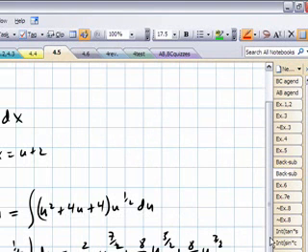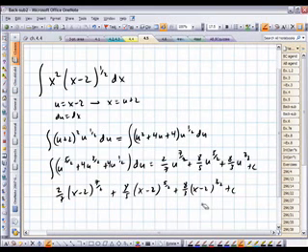Longer example here, but same idea. U is x minus 2, so x is u plus 2, du is dx. Write everything in terms of u's, multiply this out, distribute, integrate term by term, and then plug back in x minus 2 for u.